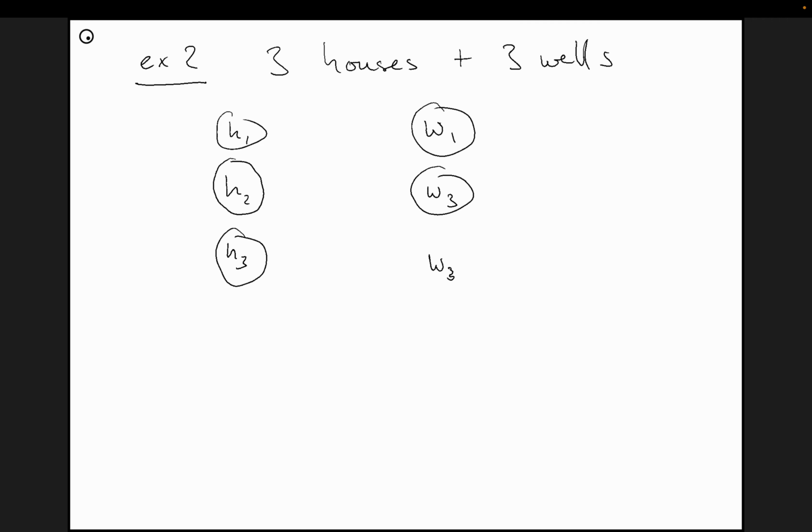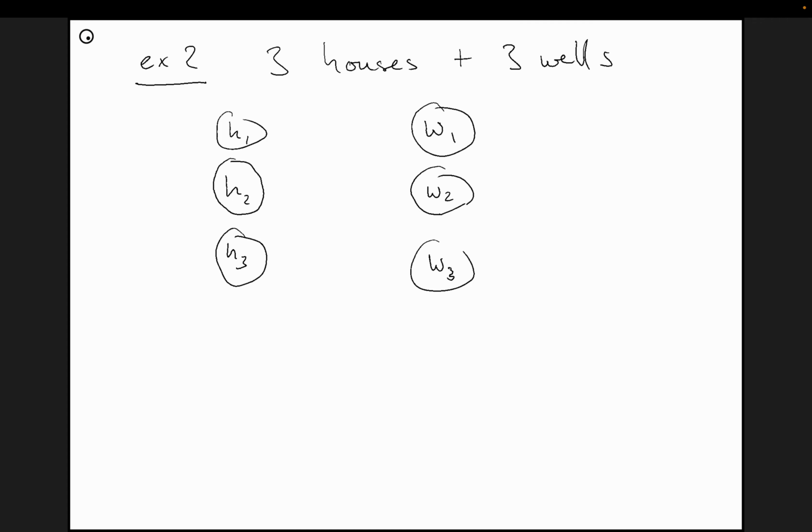W1, sorry, this should be a W2, and W3. A little big vertices, but let's stick with it. And now the question is, can we construct separate non-intersecting paths from each house to each of the wells?